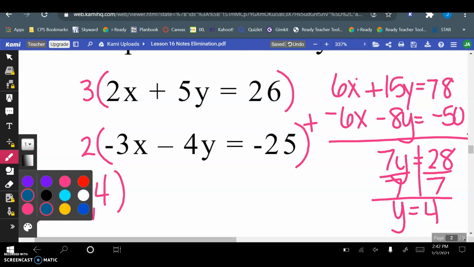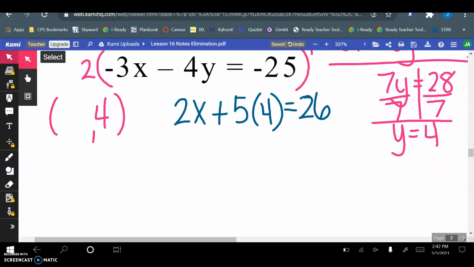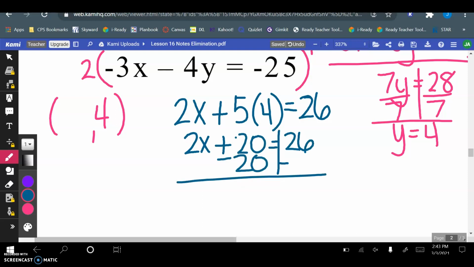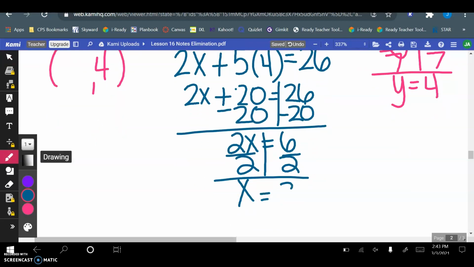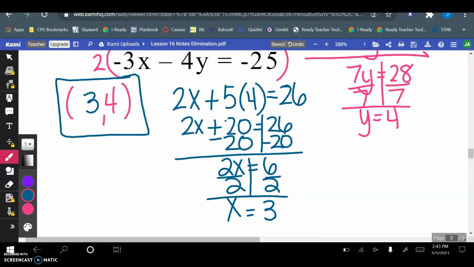Then I'm going to plug that back into one of the originals. I'm going to pick the top one. So I'm going to have 2x plus 5 times 4 equals 26. So 2x plus 20 equals 26, minus 20. 26 minus 20 is 6. Divide by 2. X equals 3. So these two lines cross at 3, 4.